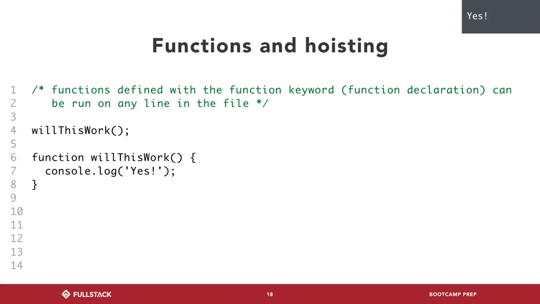So here in this piece of code that we see here, on line 4, I'm invoking this function called will this work. The first time that JavaScript passes through this, it's going to say, okay, there's a function on this page called will this work. The second time it goes through it, it will actually invoke that function, will this work. And so this is why we're able to invoke a function theoretically before it's declared on the page.